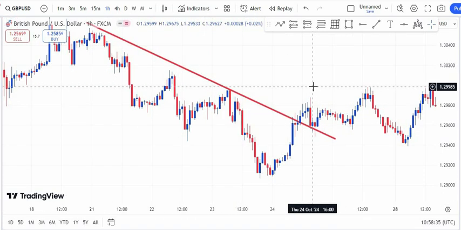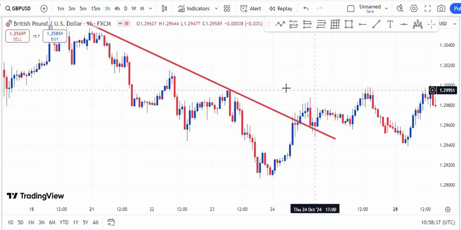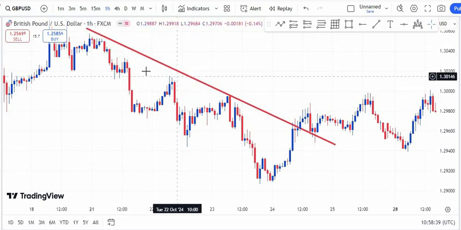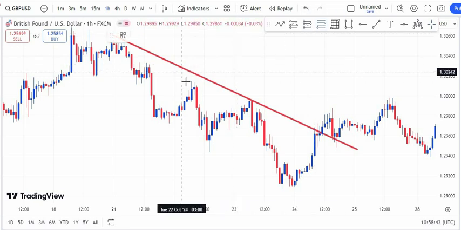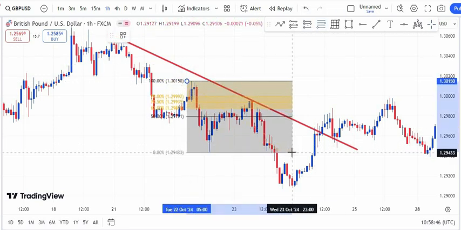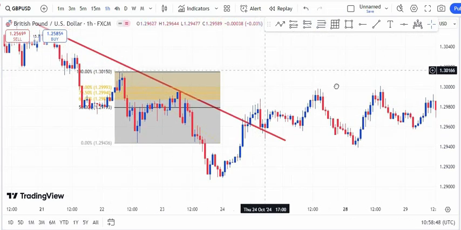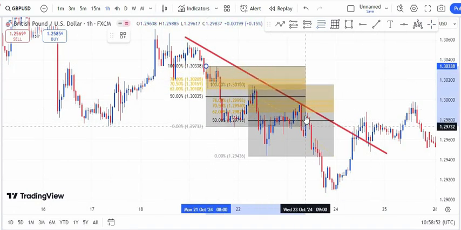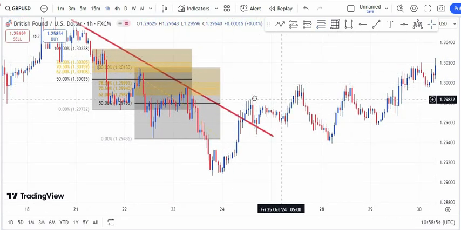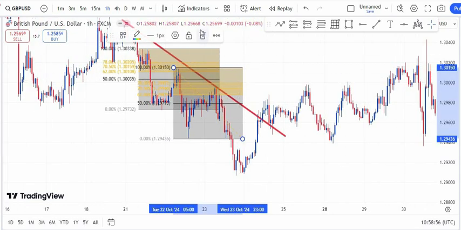Now, as you can see, this is a sweet downtrend right there. Now what we're going to do is take the highest and the lowest, and as you can see, the market has been respecting this multiple times. And you see the golden zone always gets retested.